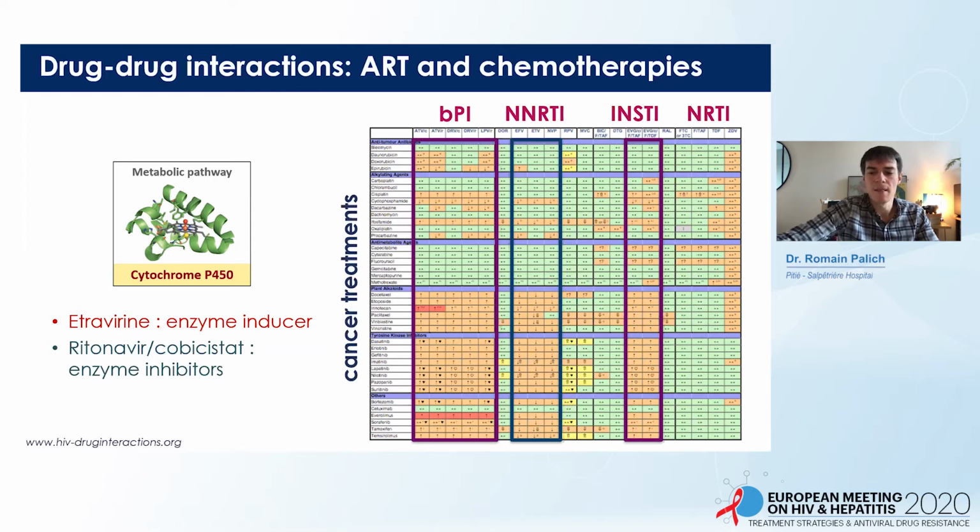with a risk of virological failure. On the right, the table summarizes the drug-drug interactions between ART and chemotherapies, and you can see in purple that the main interactions are due to boosted PI or boosted elvitegravir because of ritonavir or cobicistat, and in blue due to NNRTI, except for rilpivirine and doravirine.